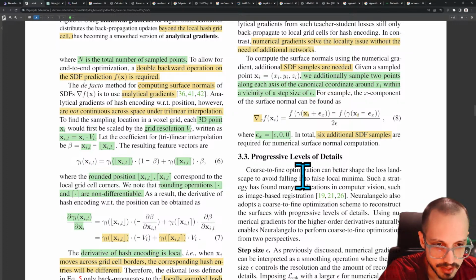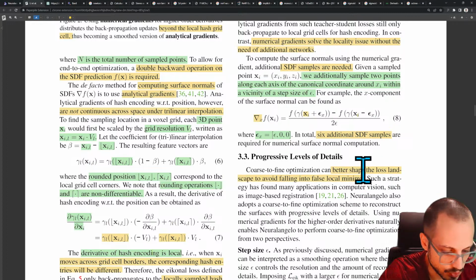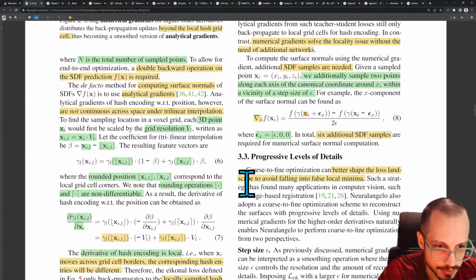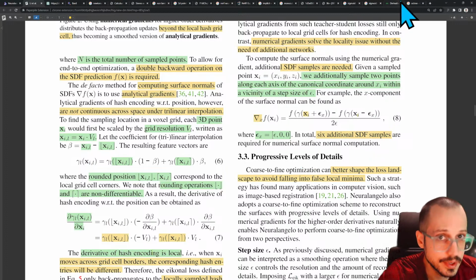Coarse-to-fine optimization can better shape the loss landscape to avoid falling into a false local minima. This is the pinnacle of deep learning, machine learning, is that anytime you use a gradient-based optimization method, you can fall into local minima, right? What people refer to as the loss landscape.